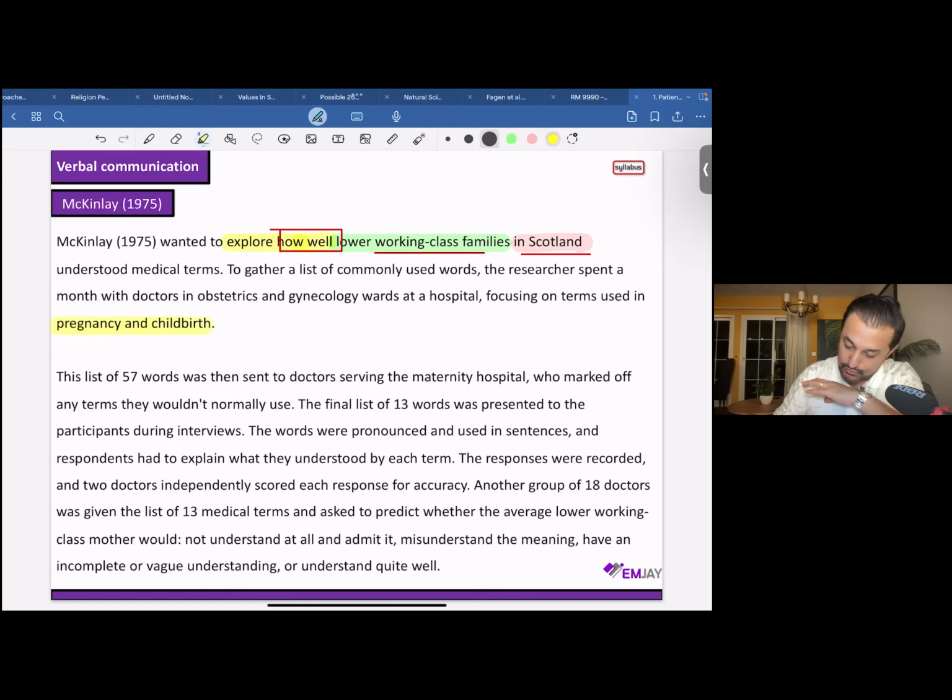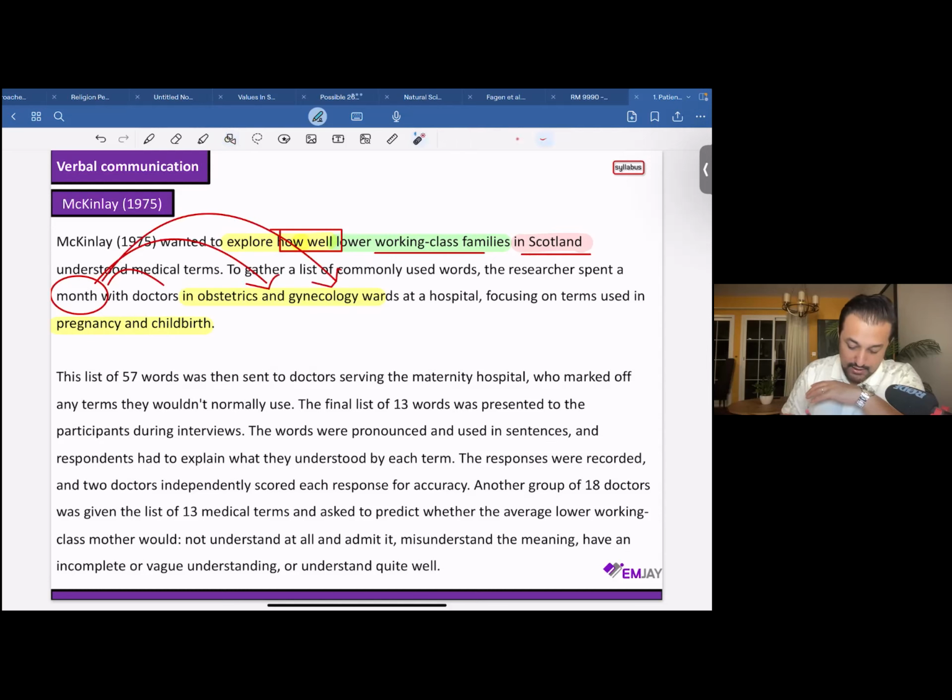I was supposed to highlight this. So taking this ahead, I hope you've understood it so far. To gather a list of commonly used words by the doctors, the researchers ended up spending a month with doctors in these different wards, right?